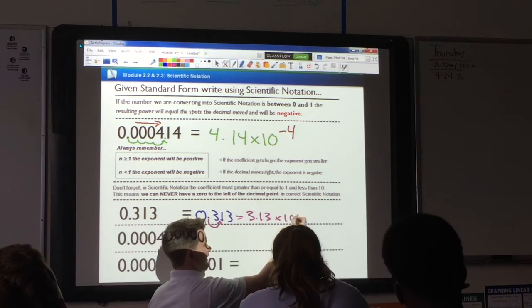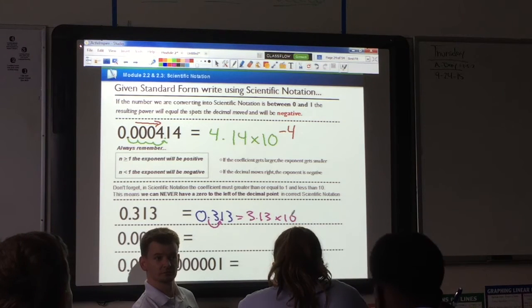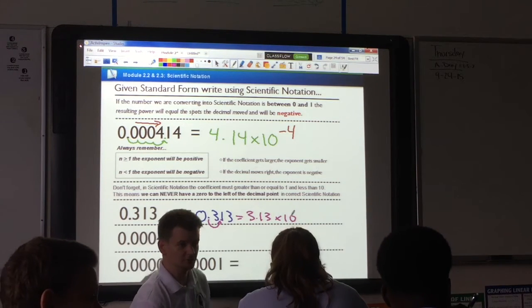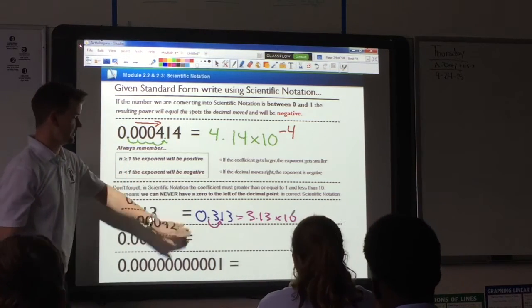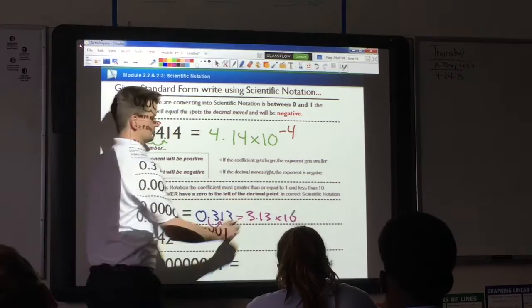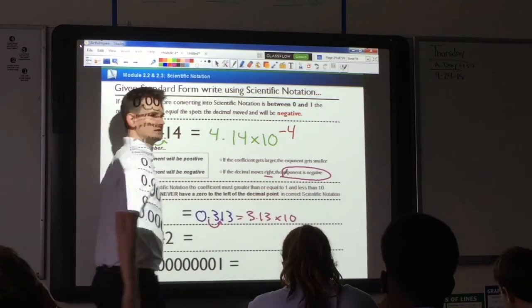I write my times 10. And then Nick, what's that exponent going to be? 1. Is it going to be positive 1? Let's make sure that you understand why. Which way do you move your decimal? To the right. If I move my decimal to the right, my exponent is going to be negative.